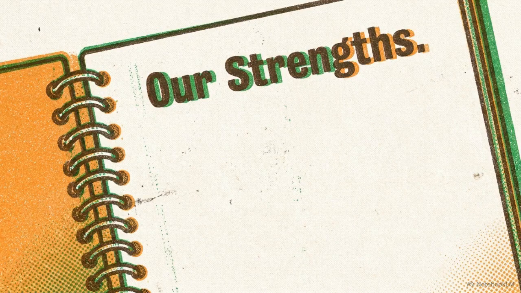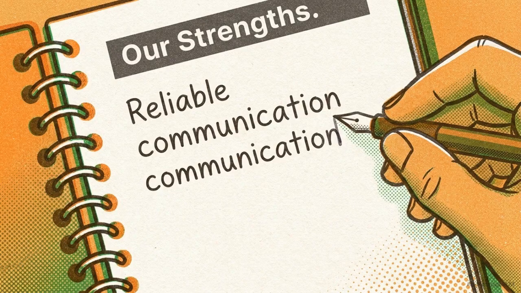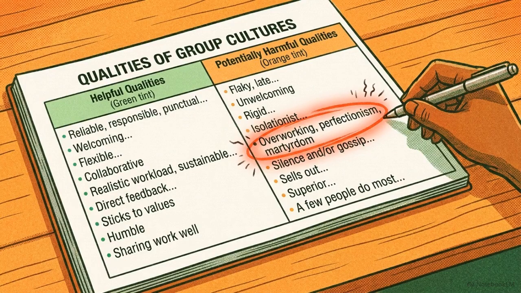Direct your attention back to your notebook. Write down one helpful quality your group currently possesses. Grounding the audit in your existing strengths makes the next step more productive. Now identify and circle the one quality that is currently causing the most friction or exhaustion in your group.